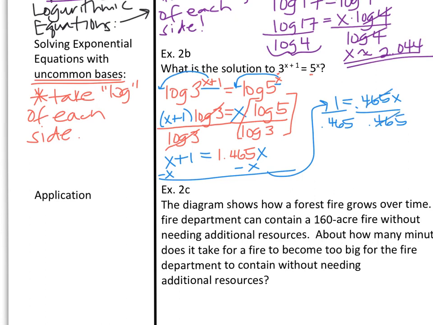And I'm going to the nearest thousandth. Just be mindful of the directions on Pearson as far as your rounding rules. If we take 1 divided by 0.465, we get approximately 2.151. That would be the approximate value for x. That's a solution to the equation with uncommon bases.